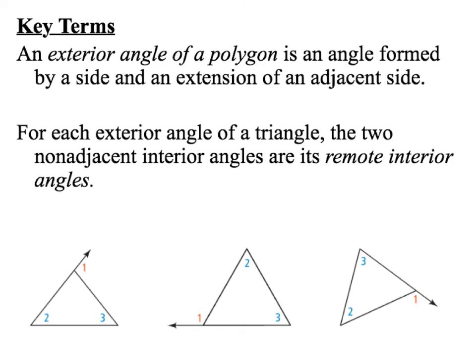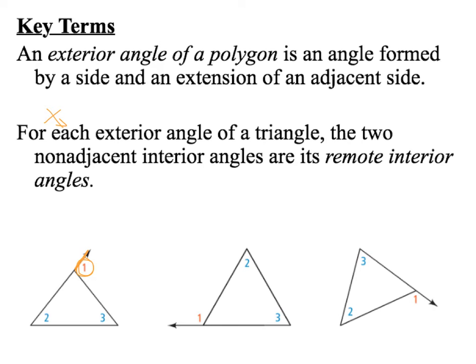So this is by definition what an exterior angle would be. However, I would not write this down unless you can completely understand it. An exterior angle is going to be an angle that's on the outside of a shape. So like this, it would be an exterior angle.